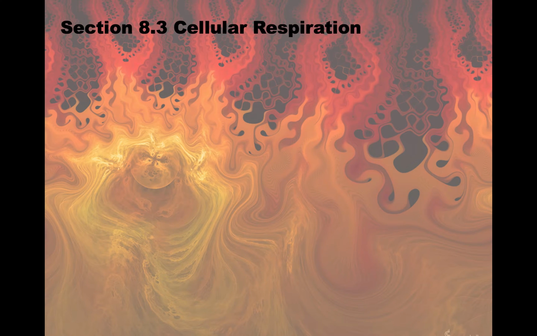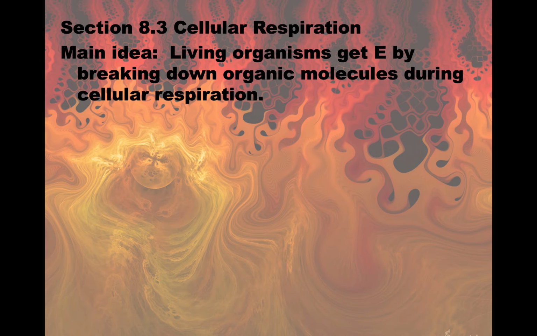Okay, so section 8.3 in your book is rather long and rather involved. But we're going to give you the Reader's Digest shortened condensed version of that. The main idea of section 8.3 is living organisms get energy by breaking down organic molecules during cellular respiration. All organisms have to do this. Even though plants capture the sun's energy and convert it into a carbohydrate that they can break down, they still need cellular respiration to break down that molecule. So all organisms do this, even bacteria.